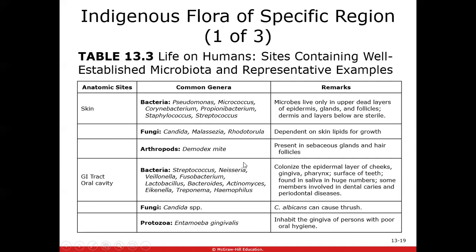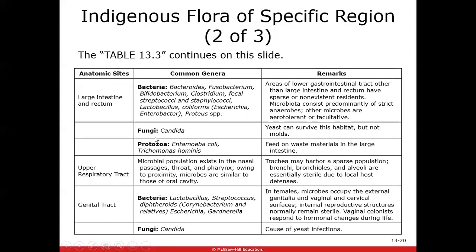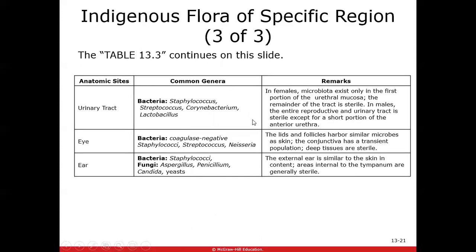These are some of the microorganisms that are established in different parts of the body. In the skin, you look at the microorganisms that live there, and you have bacteria, fungi, arthropods, and then the GI tract and the oral cavity, some of the things that actually live there. The large intestine and rectum, the type of organisms that live there. Upper respiratory tract, genital tract, urinary tract, the eye, the ear. I'm not going to ask specific names and where they're located for chapter 13.